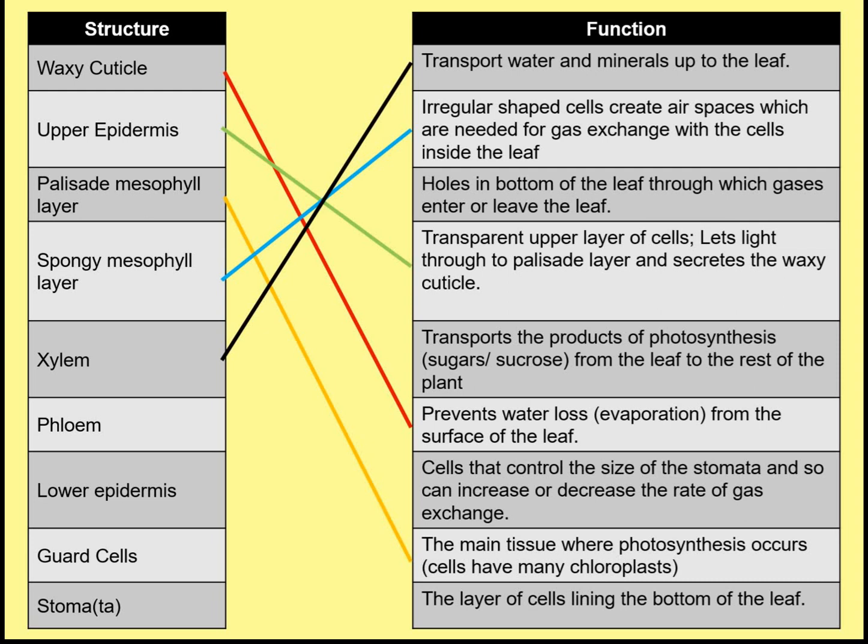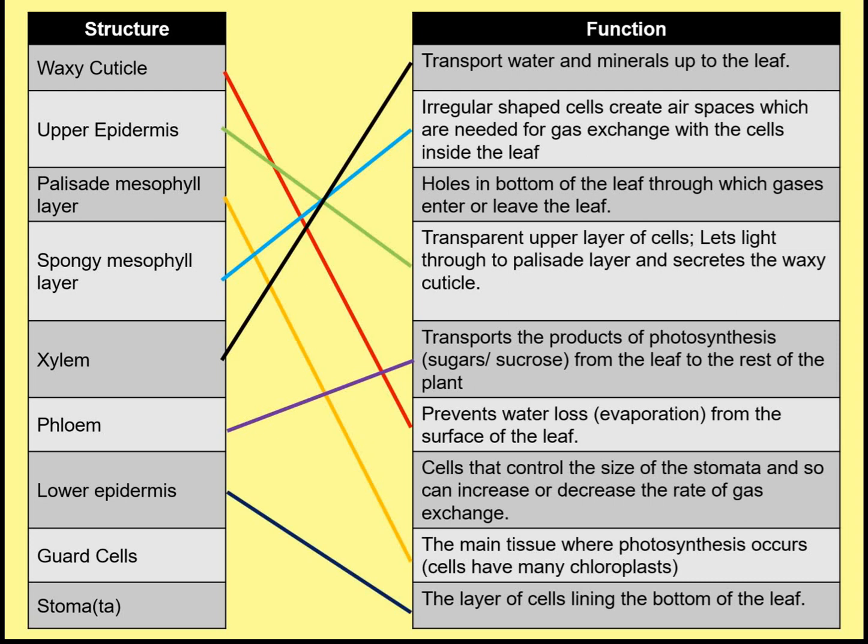The xylem vessels, you should know that, transport water and minerals upwards. Phloem vessels transport the products of photosynthesis, organic compounds like sucrose, but also amino acids and other things, from the leaf to the rest of the plant, or actually at other times, say from the roots up to the leaves, if you're growing new leaves, maybe in the spring.